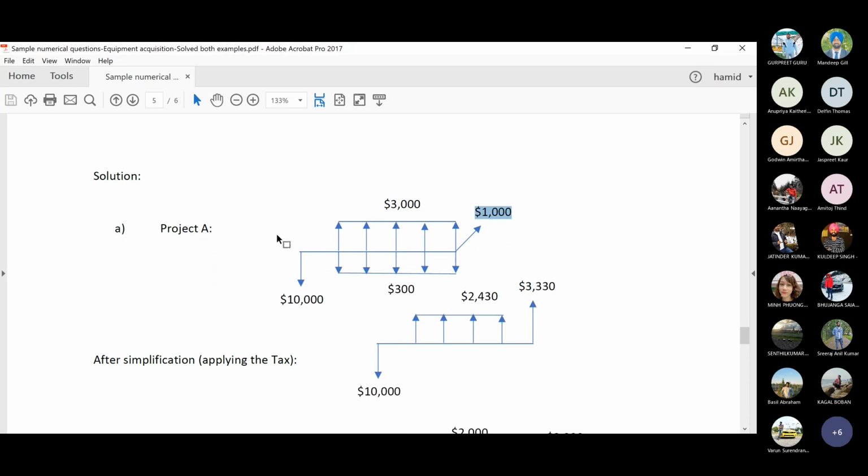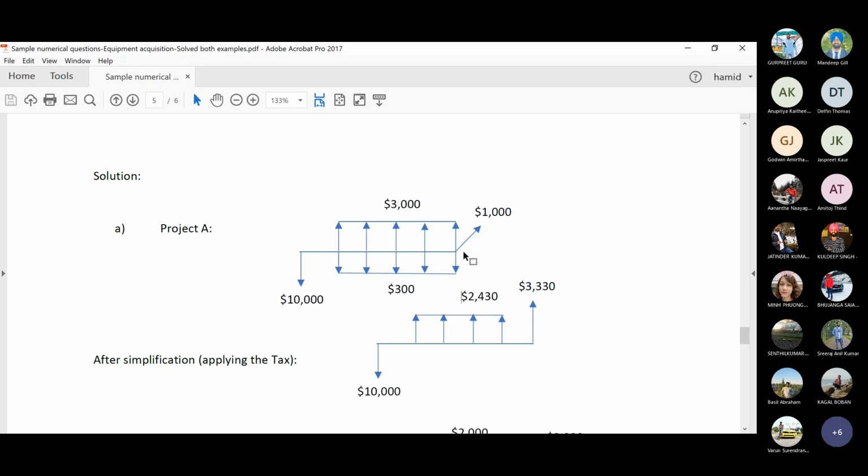In year 1, you should go year by year. In year 1, there is no other cost, so it will be only $10,000. It will be shown by an arrow pointing down. Then in year number 2, at the end of year number 1, you have $3,000 income. You should deduct $300 because of maintenance. So it will be 2,430. And this is correct up to year number 4.